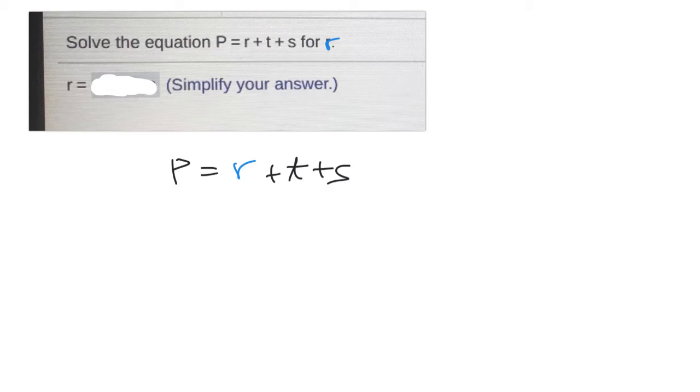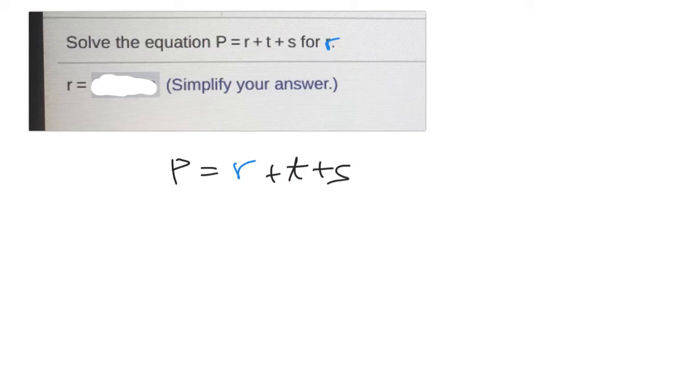Now, as I mentioned before, if we're solving for R, solve the equation for R. If we're solving for R, that means we're getting R by itself. We are isolating R, okay? Now, what you want to do is get this by itself, which means getting rid of all this other stuff.